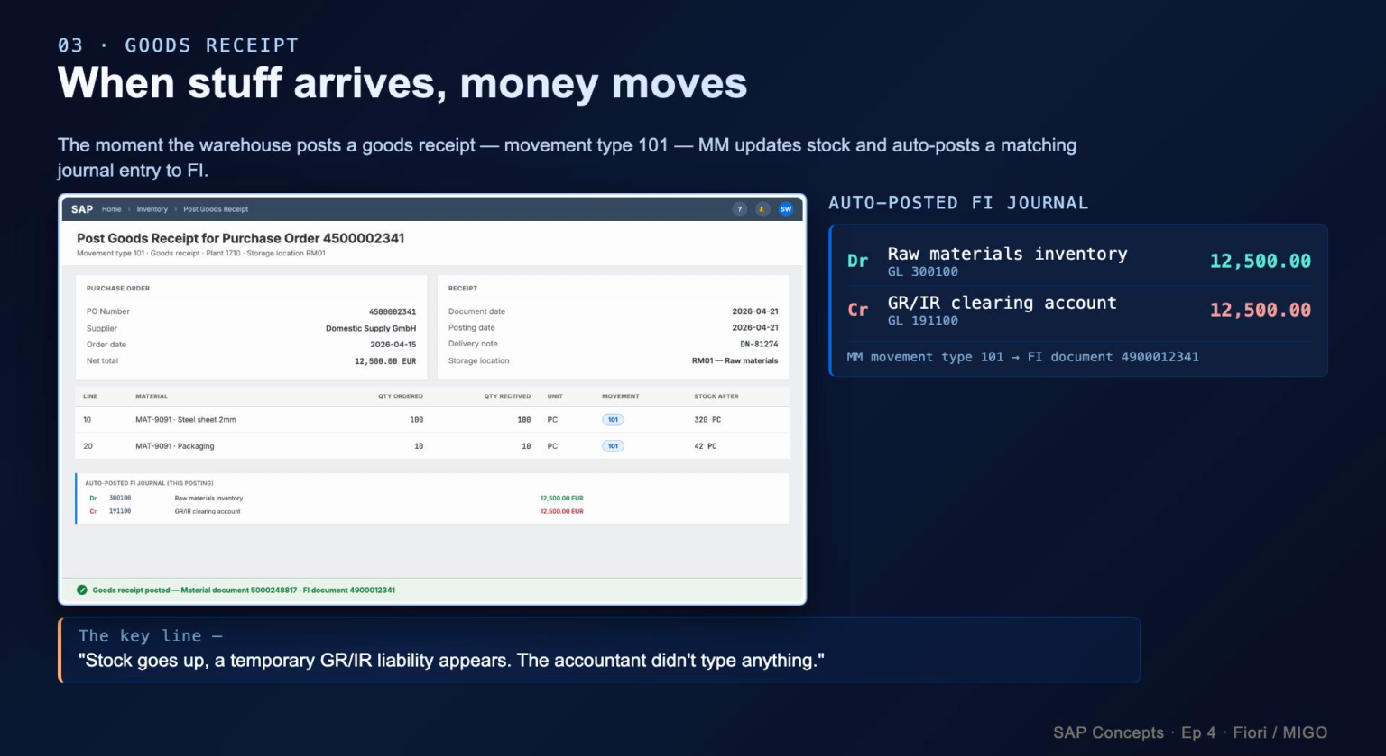And FI auto-posts a journal entry. Debit raw materials inventory, credit the GRIR clearing account. No accountant had to type anything. SAP fires the journal from the movement type. That GRIR credit is a placeholder. We owe someone, but we don't have the invoice yet.